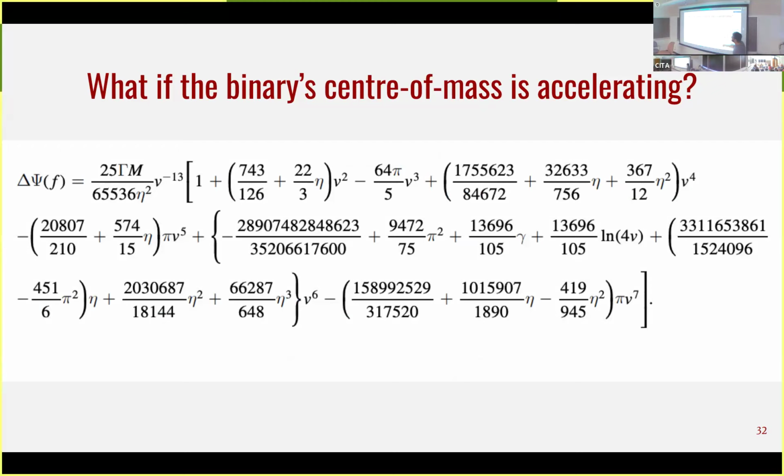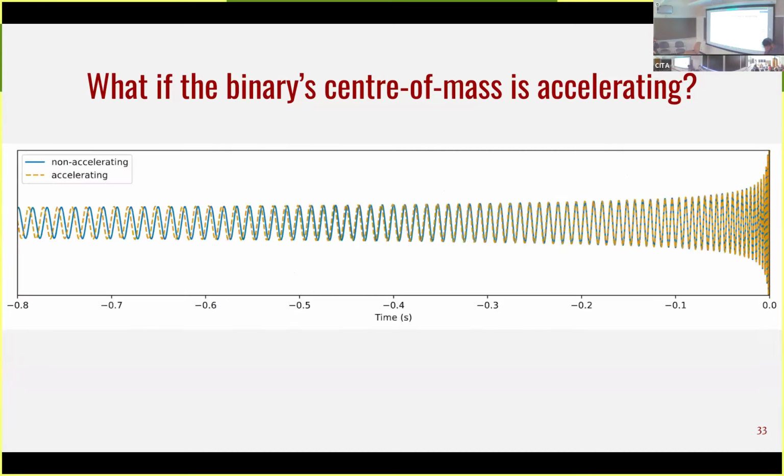So that is an intuitive way of looking at things, but if you do the calculation and write things as an expansion in this v over c, you get a really large expression. I won't bore you with this, but if you add that extra phase difference, which basically changes the gravitational wave phase as a function of time or frequency, onto just a non-accelerating binary, you see that things have begun to dephase.